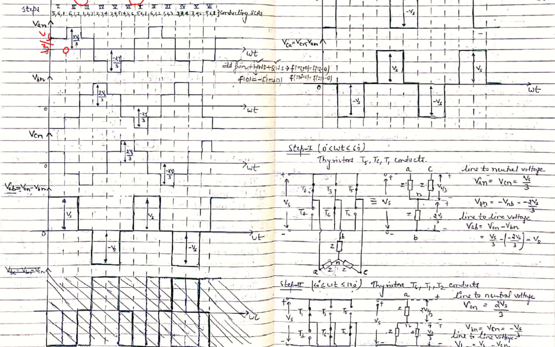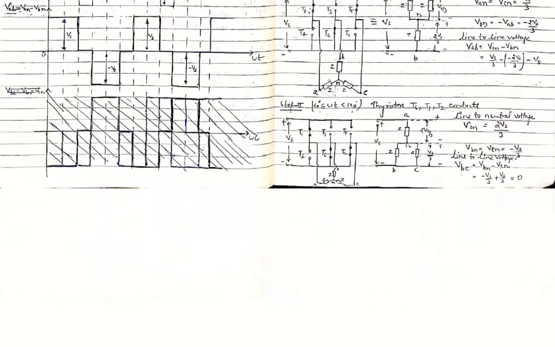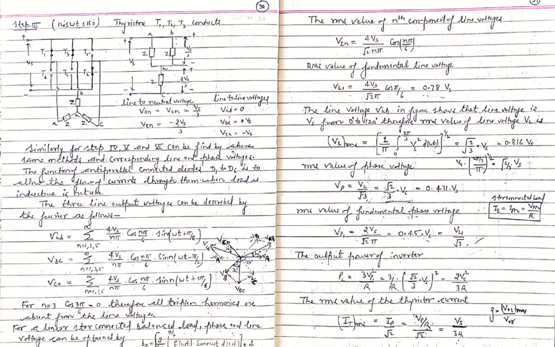But what we do is, first of all, draw the phase voltages, and from these we easily obtain the line voltages. Now for the third step, which thyristors are conducting? For the third step, thyristors T1, T2, T3 are conducting. In the same way, close the switch, apply the impedances, apply the voltage division rule. You will obtain the phase voltages and line voltages, and you can draw the waveforms easily. Similarly, steps 4, 5 and 6 can be found by the same methods, and the corresponding line and phase voltages can be found easily.